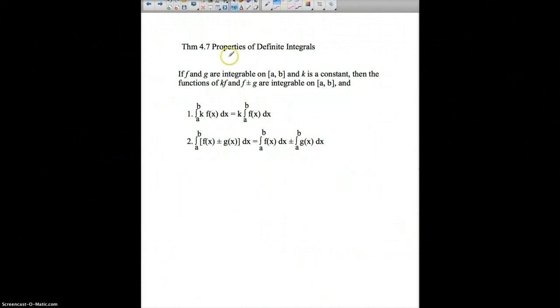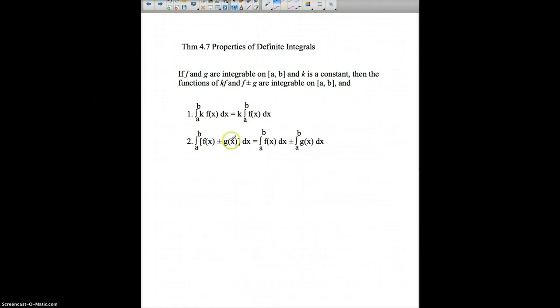Theorem 4.7 talks about a few more properties of definite integrals. Definite integrals follow a lot of rules, like derivatives that we've done and summation formulas. If you want to find the area under a curve from A to B of a function times k, you can just find the area of that region and then multiply that answer times k. So with a constant, you can either evaluate it with the integral and find it with the area, or evaluate the area piece first and then multiply it times the constant.